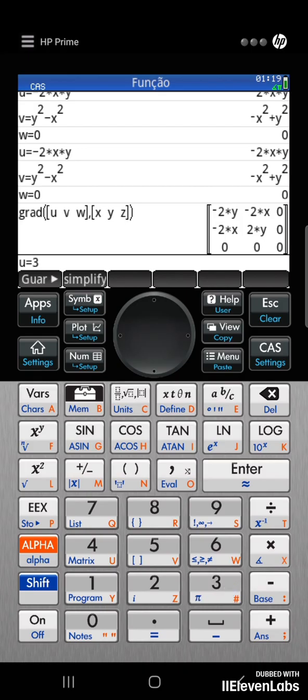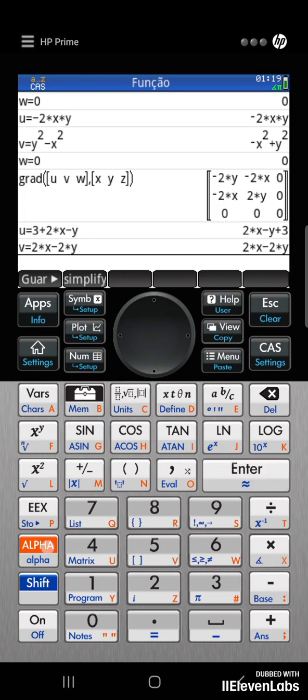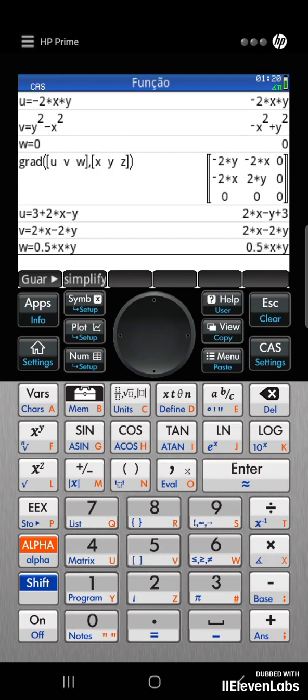U equals 3 plus 2 times x minus y. I press enter. V is equal to 2 times x minus 2 times y. And w is equal to 0.5 times x times y. I press enter. Easy, right?